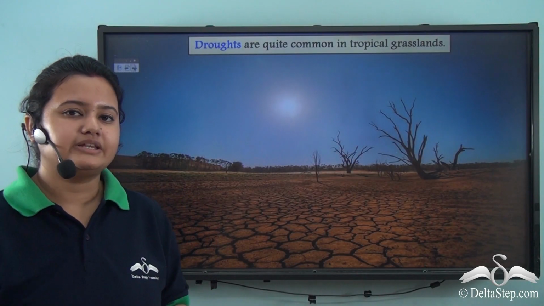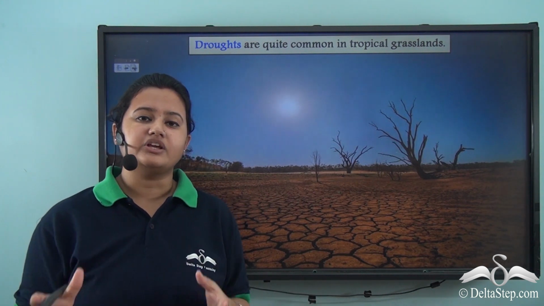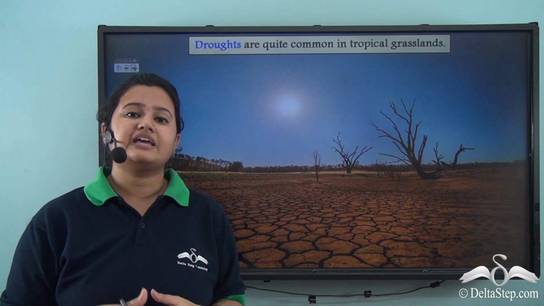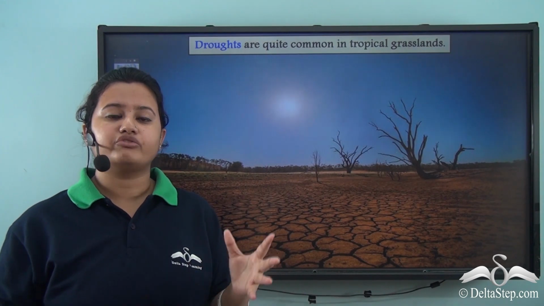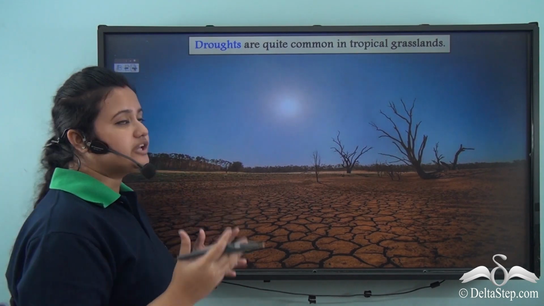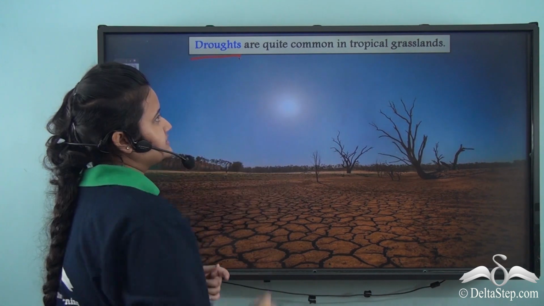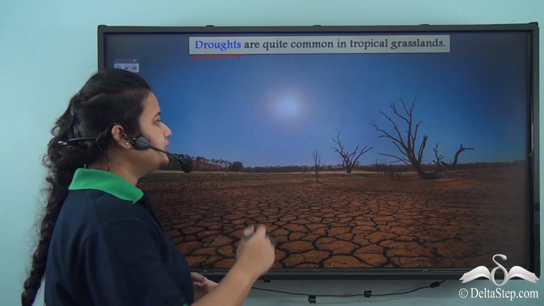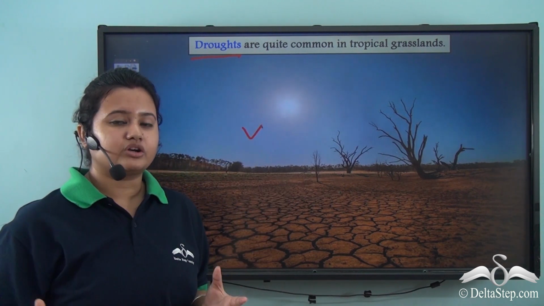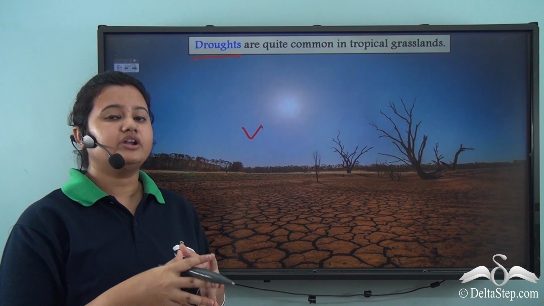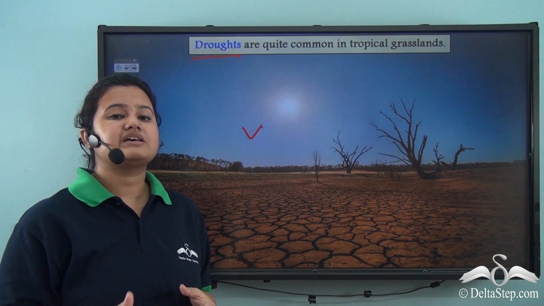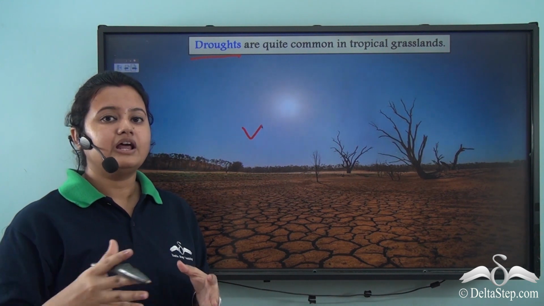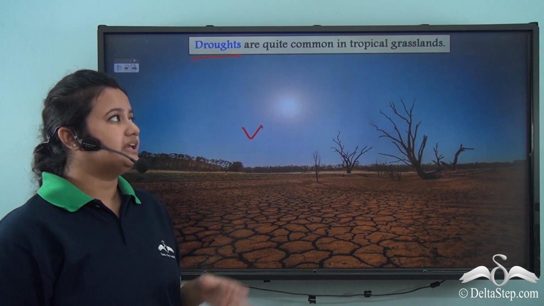I just mentioned that in tropical grasslands, it rains only for a short duration, say 2 to 3 months, and for the rest of the year, it usually remains dry. And due to this long period of dry spell, tropical grasslands experience drought conditions. Now this picture depicts a drought condition. In case of drought, the soil loses all its moisture due to excessive dryness and heat. So because tropical grasslands are hot and have low rainfall, droughts are quite common in this biome.